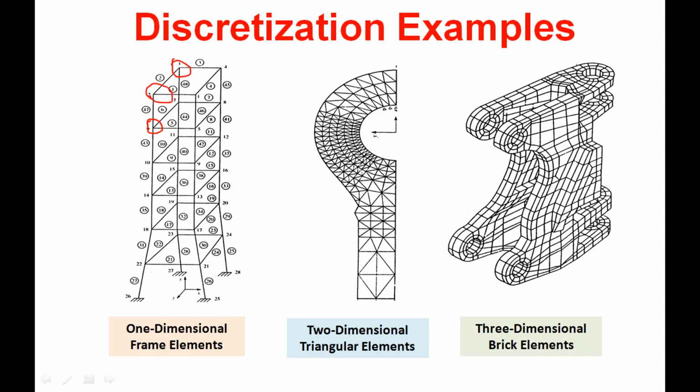That is very, very important. So this is a finite element mesh formed by one dimensional line elements. This is the finite element mesh formed by two dimensional triangular elements. Here is the finite element mesh formed by three dimensional brick elements. Now we are going to see first the one dimensional element and its application.